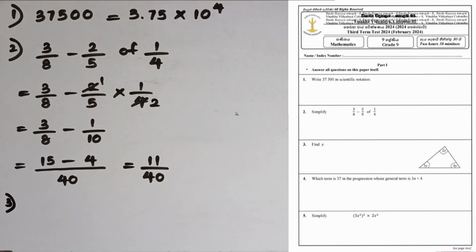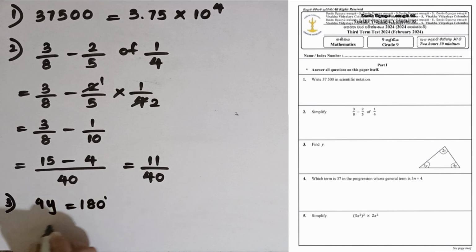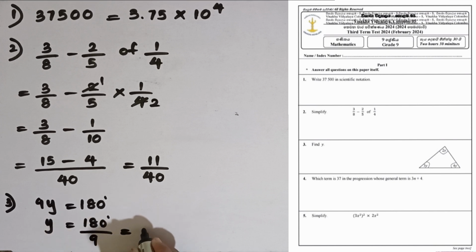Third question, find y. In this triangle, all the interior angles are given as 2y, 3y and 4y. We know that the sum of the three interior angles of a triangle is 180. So we can write the equation 4y plus 2y, 6y, 6y plus 3y, 9y equal to 180. y equal to 180 divided by 9. The value of y is 20 degrees.